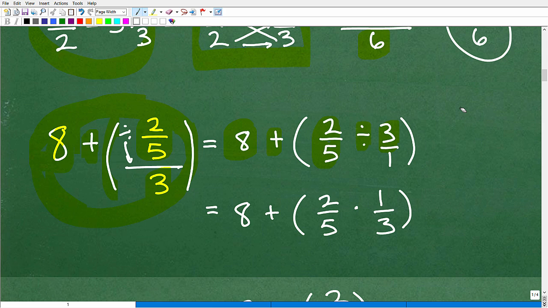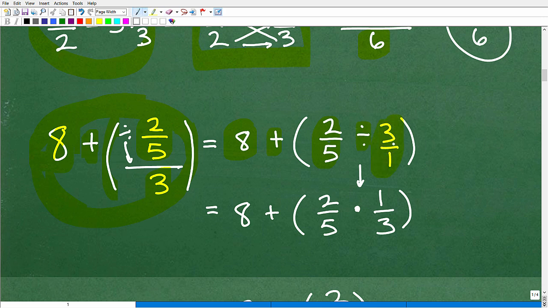Now, of course, at this point, you need to know how to divide fractions. If you don't know these basic operations, then this video is going to be too much for you. You want to go back to my pre-algebra playlist on my channel and review basic fraction operations. But basically, the way we're going to deal with division of fractions is we're going to turn it into a multiplication problem, and we're going to flip the fraction to the right.